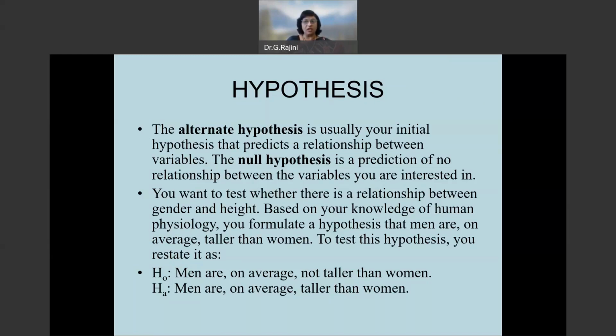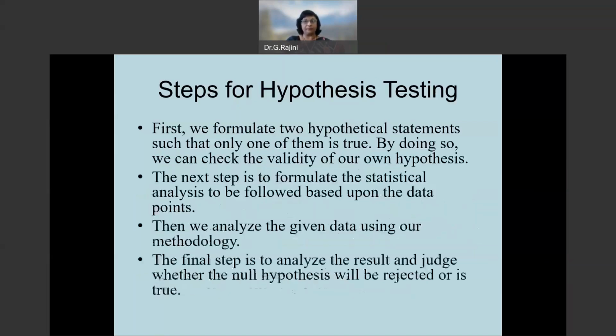Based on the knowledge of human physiology, we formulate a hypothesis that men are on average taller than women. To test this hypothesis, you restate it as H naught, the null hypothesis: men are on average not taller than women. The alternate hypothesis is just the reverse of that: men are on average taller than women.